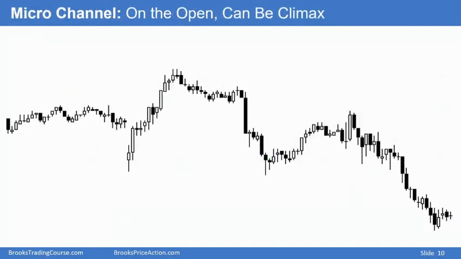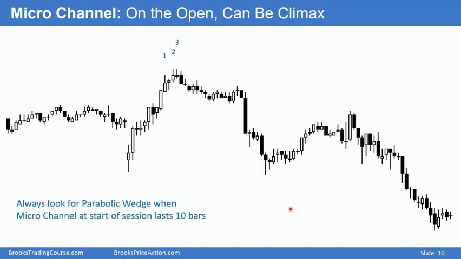Parabolic wedges are common on the open in the first hour or so. Anytime you see a strong rally with a pause and then a series of buy climaxes on the open, you always have to be thinking about the possibility of a parabolic wedge. Here, it's a possible parabolic wedge top. First push up, pause. Second push up, pause. Third push up, and then even a fourth push up. Is the parabolic wedge 1, 2, 3, or 1, 2, 3, 4? It doesn't matter. It's a series of buy climaxes on the open, and you have to be thinking about a possible parabolic wedge.